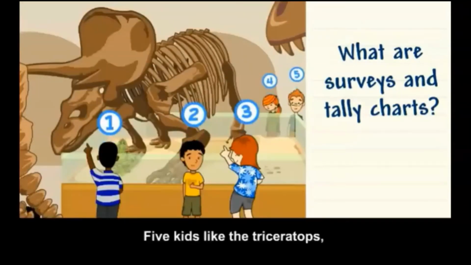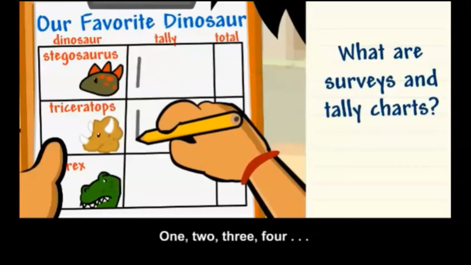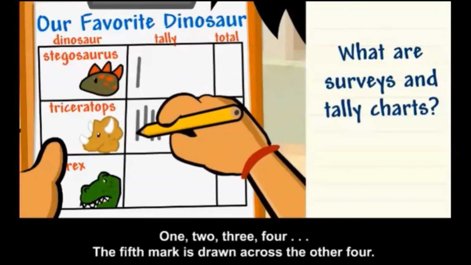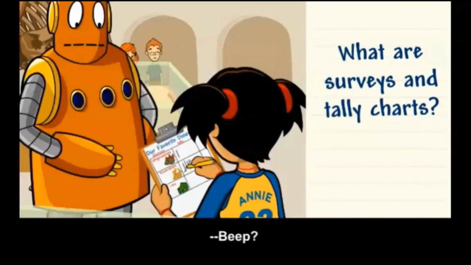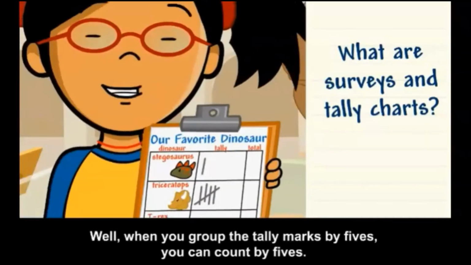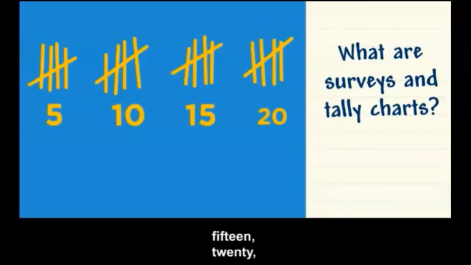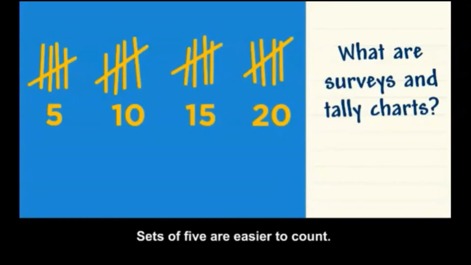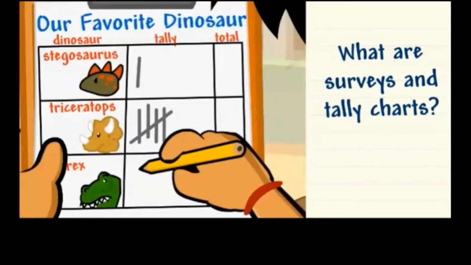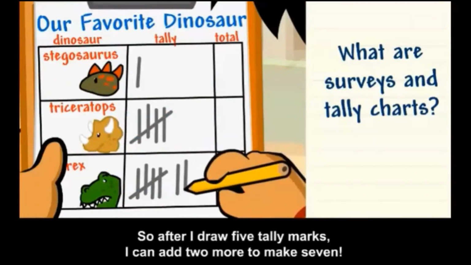5 kids like the Triceratops. So I'll draw 5 tally marks in that row. 1, 2, 3, 4. The 5th mark is drawn across the other 4. Well, when you group the tally marks by 5s, you can count by 5s. 5, 10, 15, 20. Sets of 5s are easier to count. 7 kids like the T-Rex. So after I draw 5 tally marks, I can add 2 more to make 7.